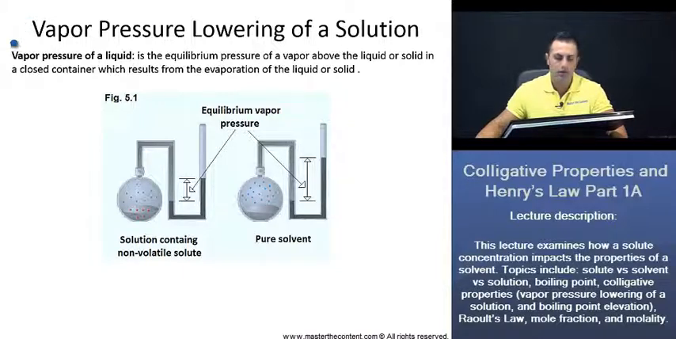Vapor pressure lowering of a solution. Vapor pressure of a liquid is the equilibrium pressure of a vapor above the liquid or solid in a closed container, which results from the evaporation of the liquid or solid.